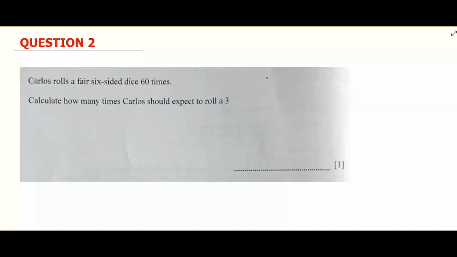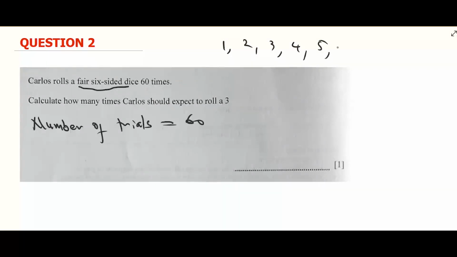For question number 2, Carlos rolls a fair 6-sided dice 60 times. The number of trials is equal to 60. We also calculate how many times Carlos should expect to roll a 3. It is 6-sided. That means you have 1, 2, 3, 4, 5, and 6 that are likely to be shown.